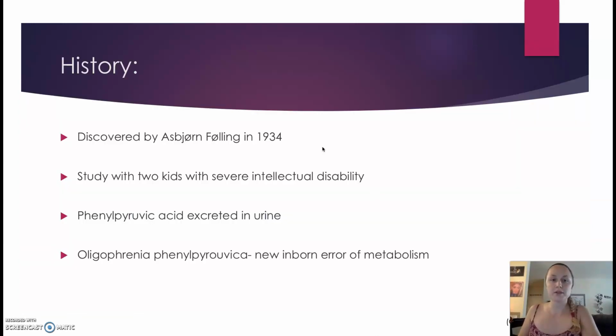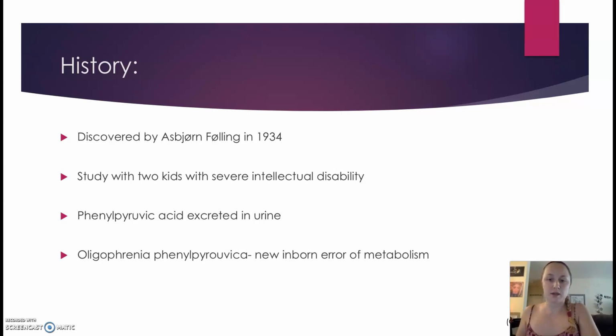So just a little bit of history about PKU. It was discovered by Asbjørn Folling, a hard pronunciation, in 1934. And he actually discovered phenylketonuria when he was studying two kids that had severe intellectual disabilities. They used classic organic chemistry to determine that they were excreting phenylpyruvic acid in their urine. And then in a further investigation, they found 8 more patients that had the same thing.